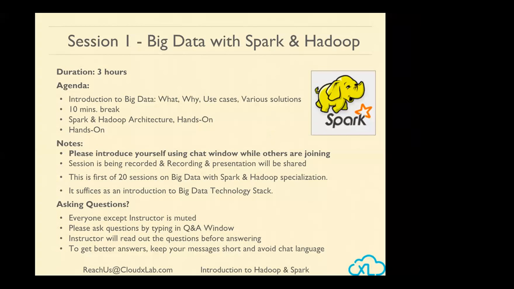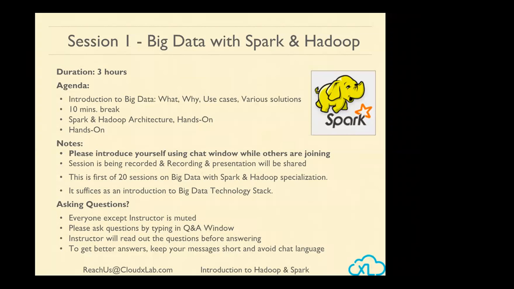This is the first session on big data with Spark and Hadoop. This session introduces the attendee to the big data stack along with the Hadoop and Spark stack. We will also be introducing the CloudX lab, and talking about how our courses and the lab work. This session generally suffices as the introduction to big data, as well as the overview of Hadoop and Spark, and serves as the first step in this direction.